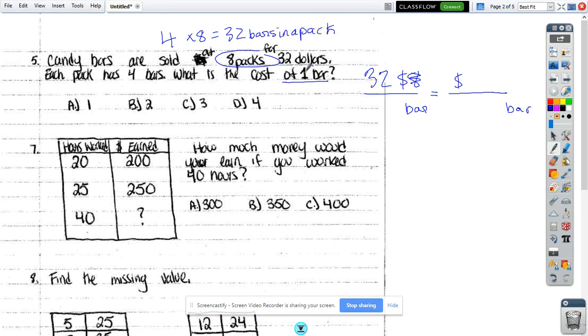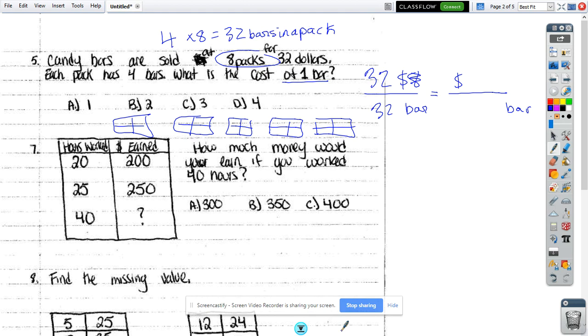And you could draw a picture of this. I could have, that's a pack, this is a pack, and there's 4 bars. 4 bars. 4 bars. 4 bars. So that'd be 4, 8, 12, 16. And we could keep going, but I don't think I need to. You get the idea. But there's 32. So that's $32 and 32 bars.